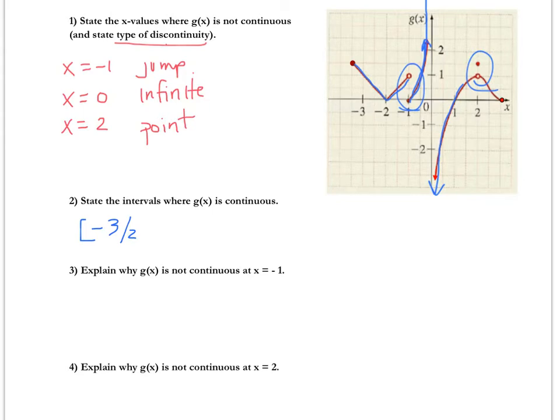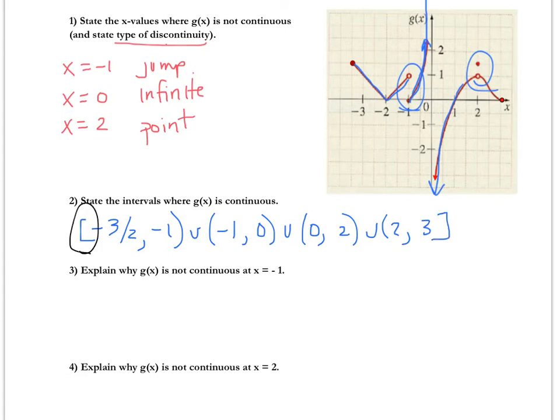Then it is discontinuous at -1, so we're going to do comma -1 with a parenthesis, union, again, -1 with a parenthesis, to 0, 0 to 2, and then 2 to 3. It is okay to have brackets on the beginning and ending of the intervals if there are solid circles. We cannot, however, use brackets in the middle of the intervals because we are stating that the function is not continuous, and if it's not continuous, it would make no sense to include a bracket saying that that value was included in the intervals of continuity.